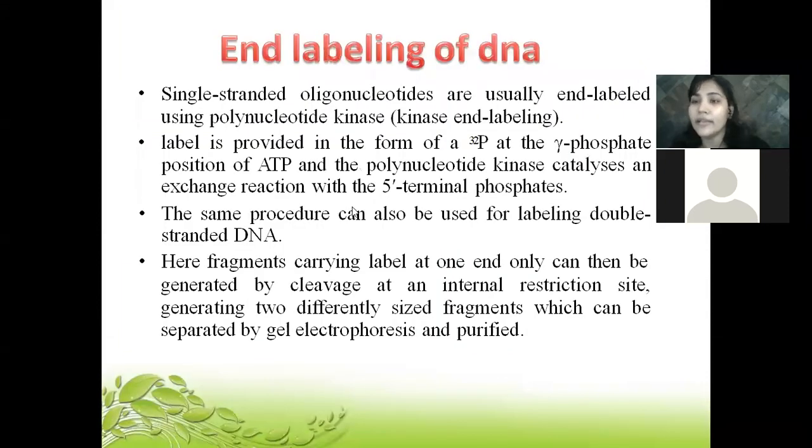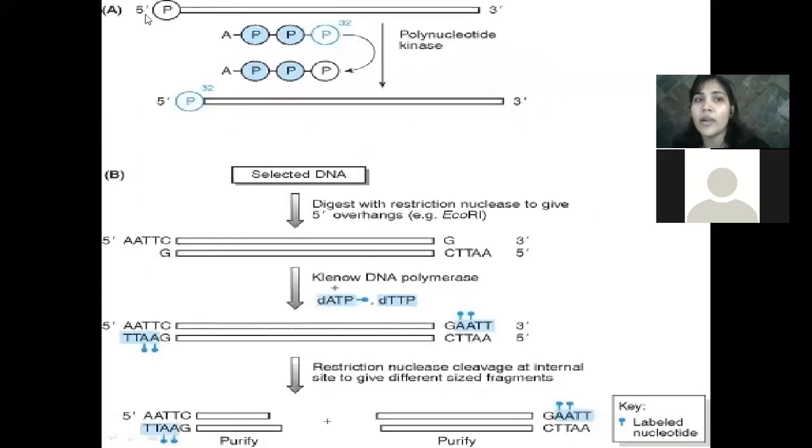Okay. Then end labeling of the DNA. In the sense, the end part of the DNA we will be labeling with radioactive phosphorus. So same, this is for the single-stranded DNA and this is for the double-stranded DNA. So you have... so this is where we were yesterday.